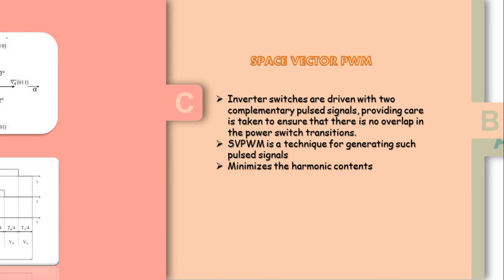Space vector PWM. The inverter switches or drivers are driven with two complementary pulse sequences, providing care is taken to ensure that there is no overlap in the power switch transitions. SVPWM is a technique for generating such pulse signals. It minimizes the harmonic content.